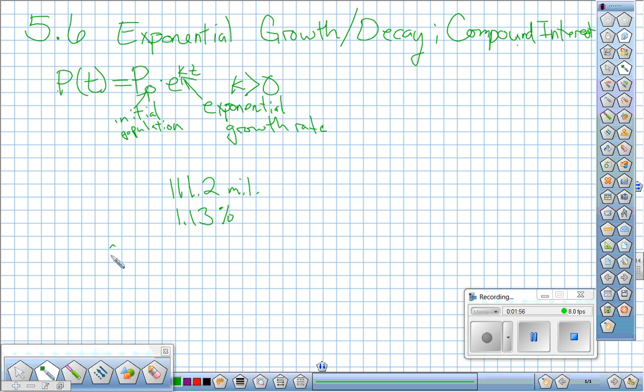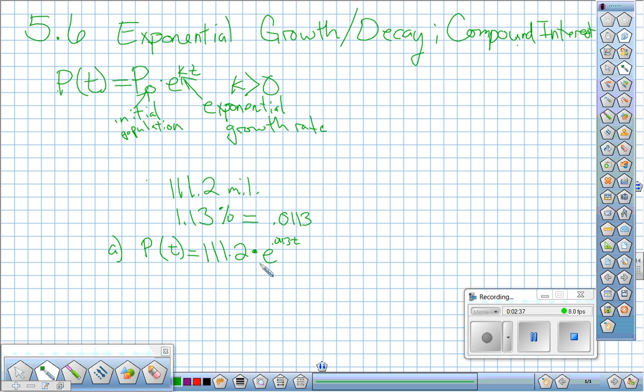So the first thing that it asks you to do is find the growth function. So that means I'm going to make this P of t. P of t is equal to the initial amount, 111.2, times e. Our k is, however, not 1.13. We have to write it as a decimal, which is going to be 0.0113. So I have 0.0113 times t, all in my exponent, and that would be what my function will look like.